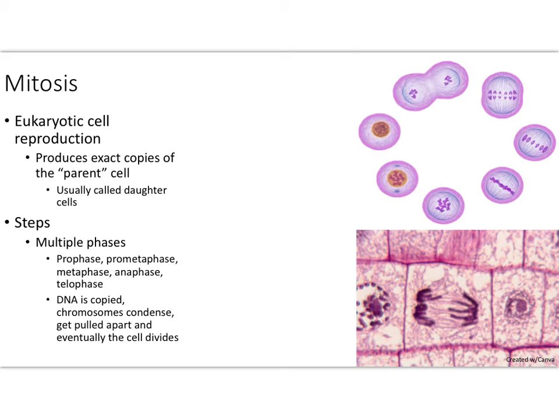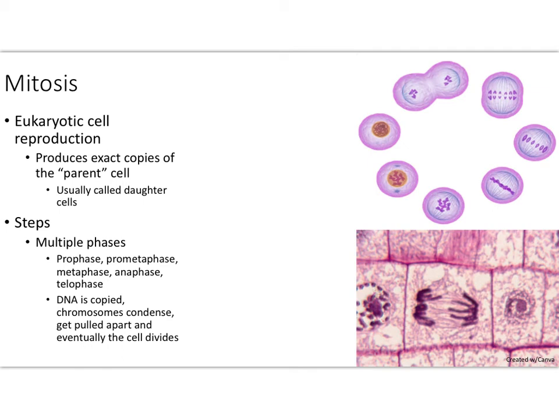Eukaryotic cell reproduction is called mitosis, and most of the time, in this case as well, they also produce exact copies of each other. So the parent cell typically replicates all of its DNA and then creates an identical daughter cell. In terms of the steps of mitosis, there are multiple phases. If you compare binary fission to mitosis, binary fission is much more straightforward, it's a lot faster, and more cells can be made in a shorter period of time than mitosis can do.